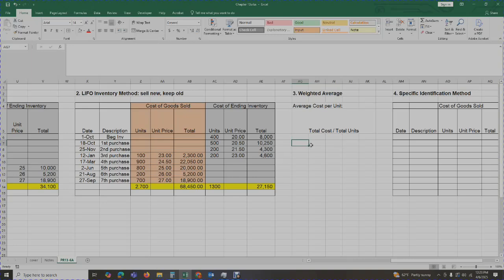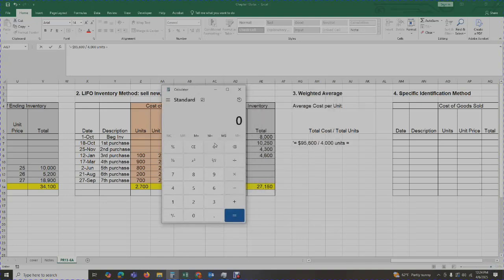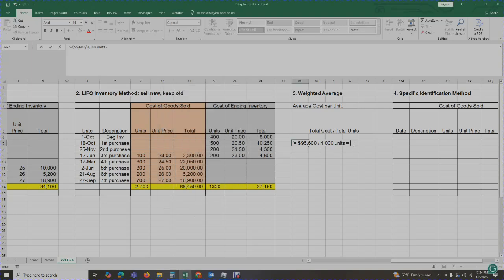So if we do the formula, that will be a total cost of 95,600. We're going to divide that by 4,000 units. And let's see what that gives us. So we've got 95,600 divided by 4,000 units. That's going to give me $23.90 per unit. Okay. So now that we've got our average cost per unit, I can go ahead and calculate my ending inventory.